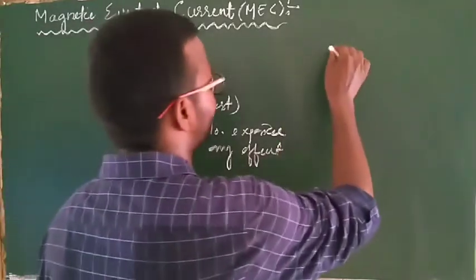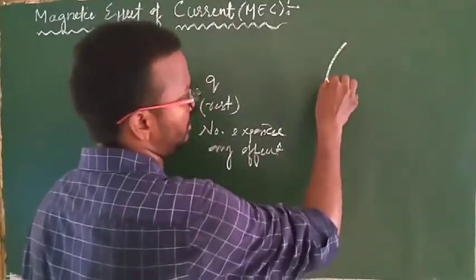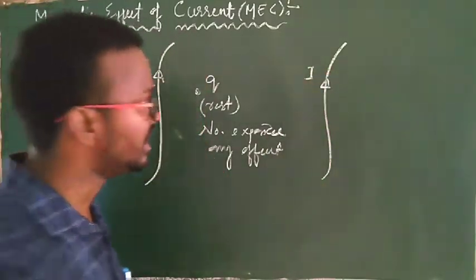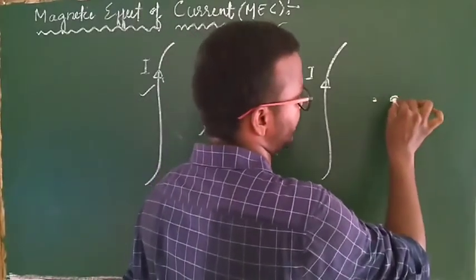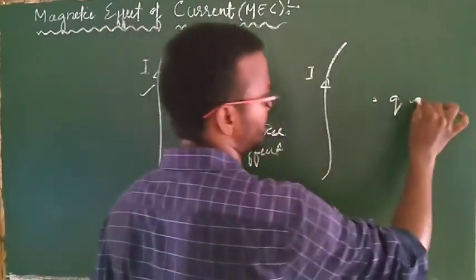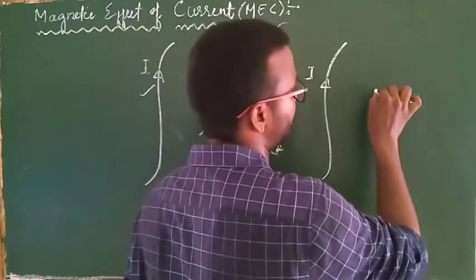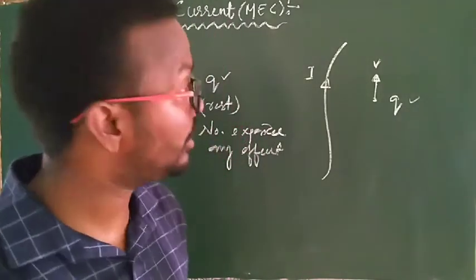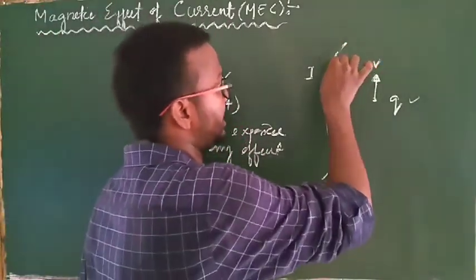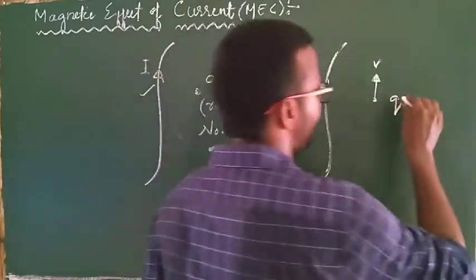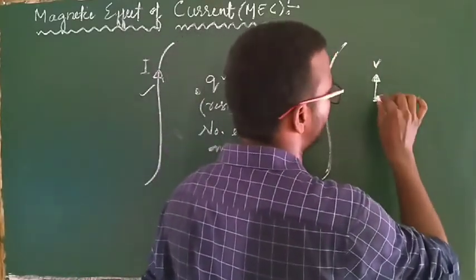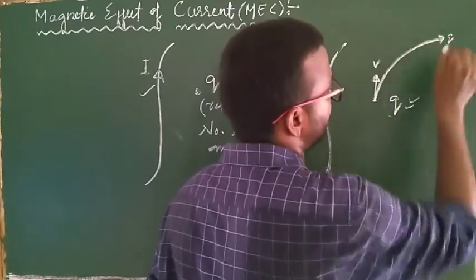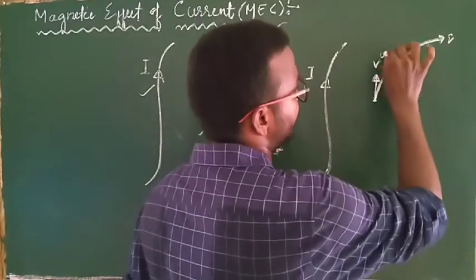Clear? Next thing, same conductor and current I flowing through the conductor, same situation. If there is a charge Q, the same charge Q, which is moving with velocity V, that means this charge particle is moving with velocity V near a current carrying wire. Clear? Then this charge particle experiences a force and it deflects in this direction. This is the direction of the charge particle due to velocity V.